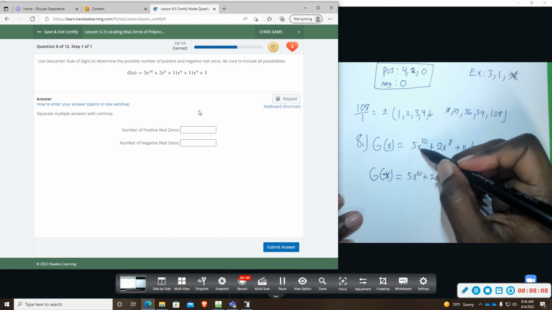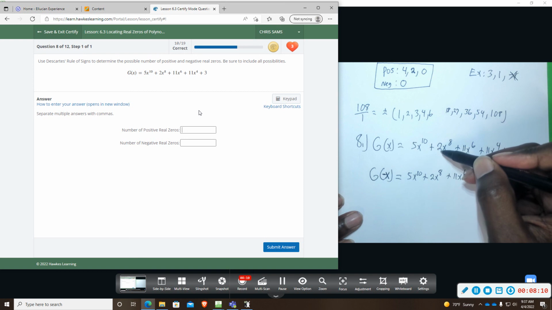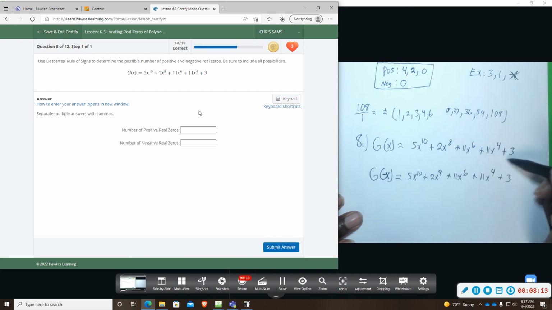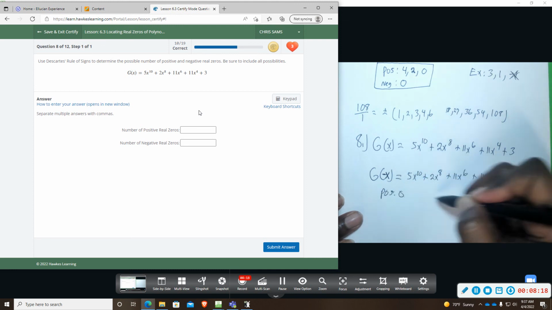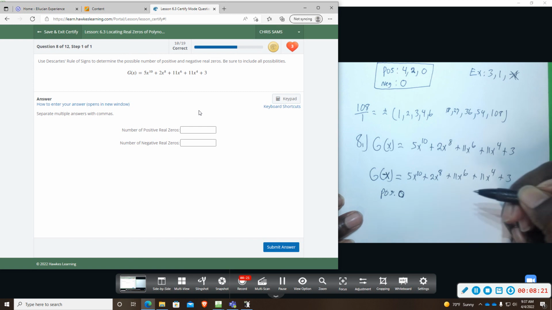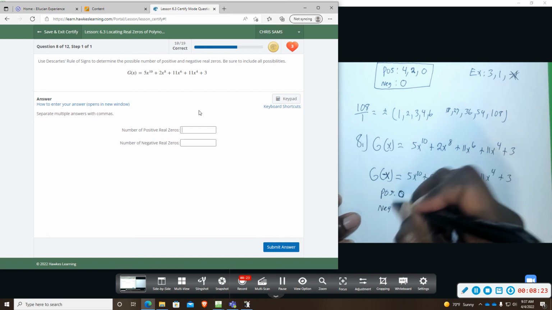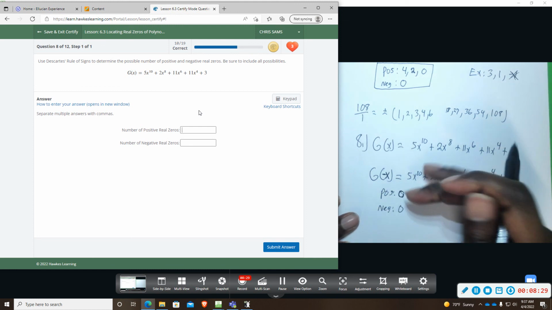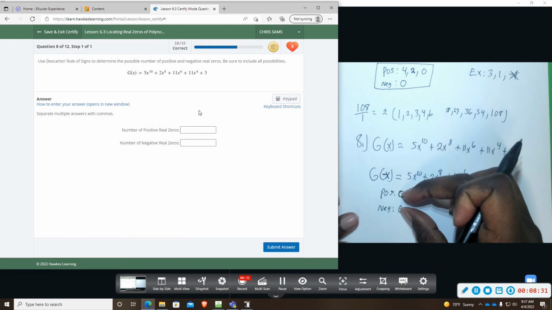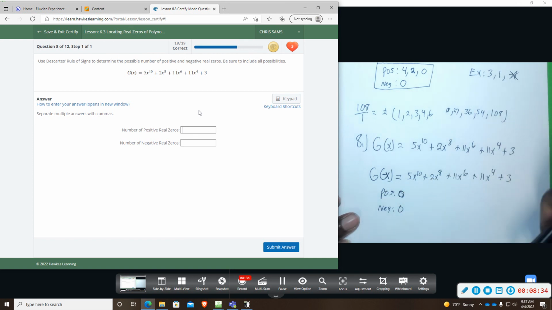How many times does this change signs? It's positive to positive, still positive, still positive. So 0 sign changes. We don't need to go down by 2 because it's already at 0. And then negative is exactly the same polynomial. It's positive all the way down, so 0. So it looks like we're not going to get any rational zeros from this. So they will all be irrational. All 10 of them potentially. So 0 and 0 because we didn't get any sign changes.